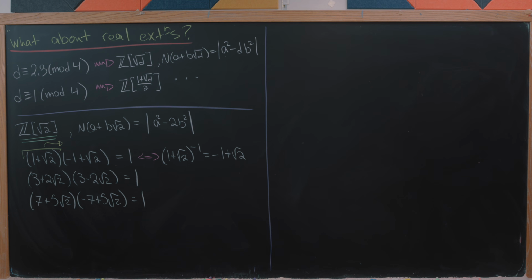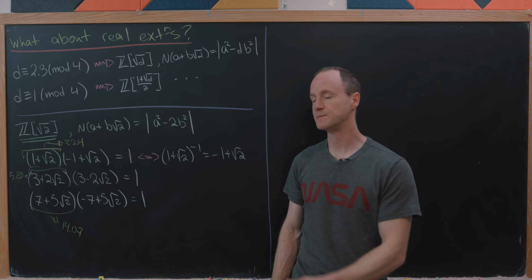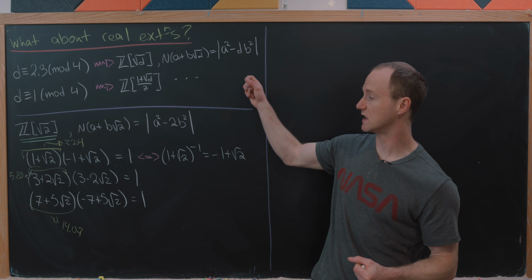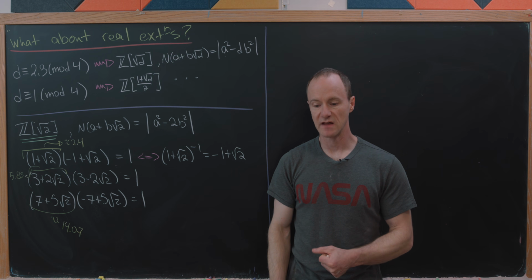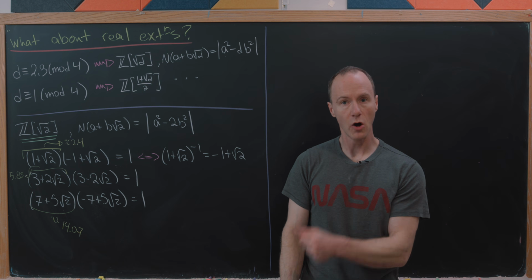So 1 plus the square root of 2 is approximately equal to 2.41. 3 plus 2 root 2 is approximately equal to 5.83. And 7 plus 5 root 2 is approximately equal to 14.07. And like I said, you can grab infinitely many of these just by raising them to higher and higher exponents. So even though our norm, our measurement device that we will be using, will always give us 1 for these, the actual size as a real number is getting bigger and bigger and bigger.